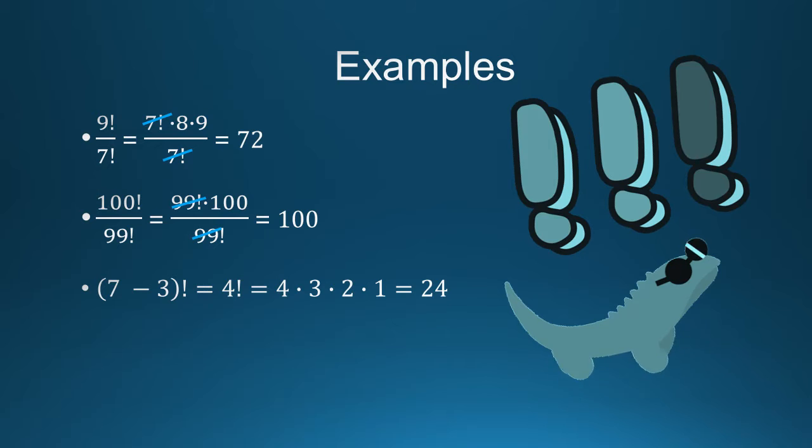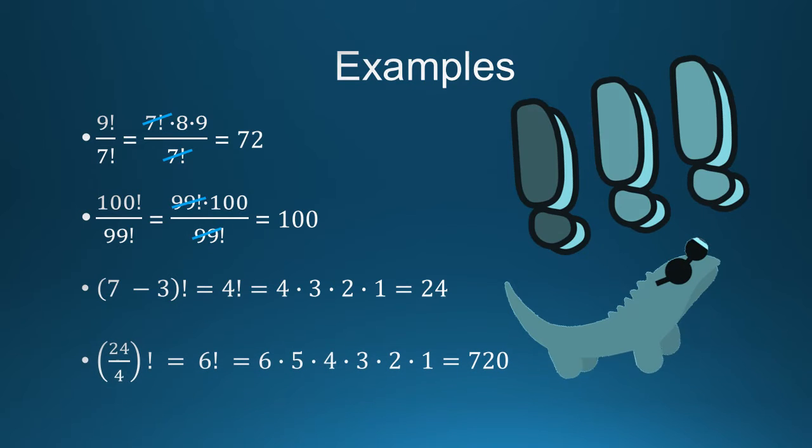7 minus 3 factorial is the same as 4 factorial, which is 24. 4 times 3 times 2 times 1. And 24 over 4, that's 6. And 6 factorial is the same as 6 times 5 times 4 times 3 times 2 times 1, which is 720.